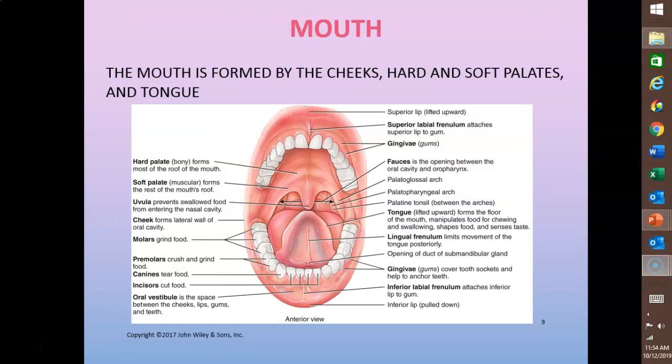In the mouth, the first of the 6 processes of digestion begins. This is where ingestion starts. We bring food in to the mouth.